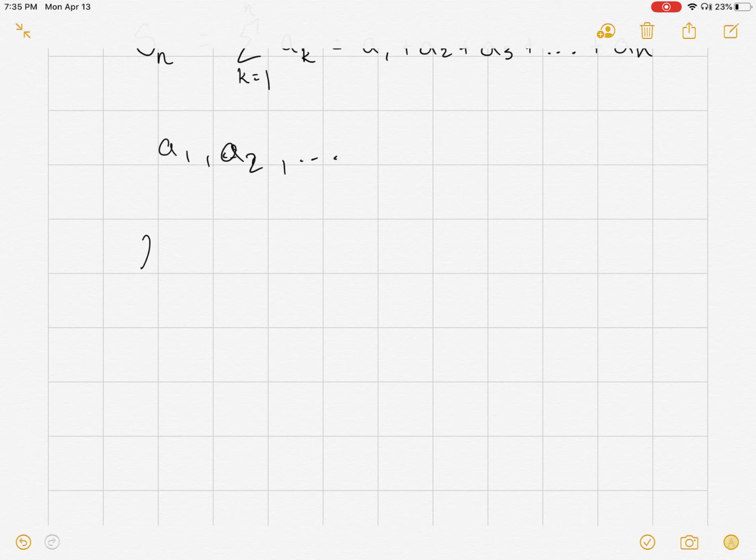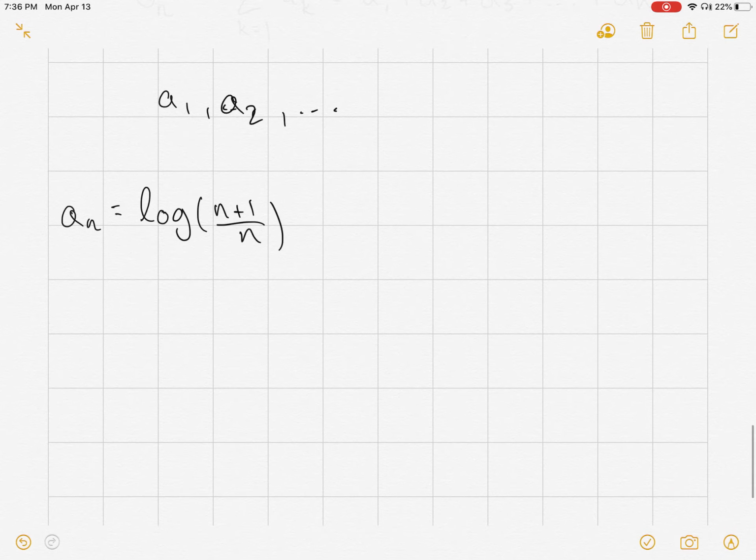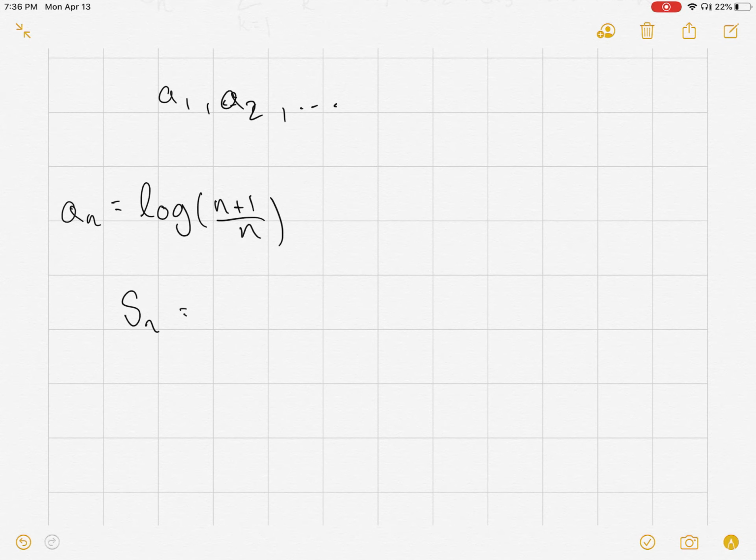In this case, we're going to look at a sequence a sub n equal to the logarithm, base 10, of n plus 1 divided by n. We want to find an explicit formula for our partial sum up to n. So this partial sum is going to be equal to the summation from k equals 1 to n of the logarithm of k plus 1 over k.